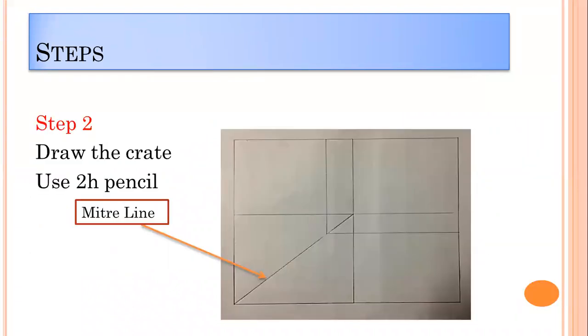Step 2. Using the dimensions from the height, width and depth, draw the crate using 2H pencil. Do not forget to include the miter line.